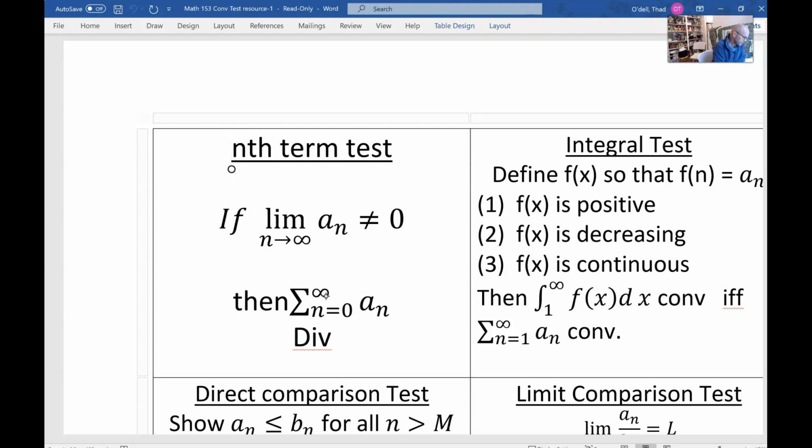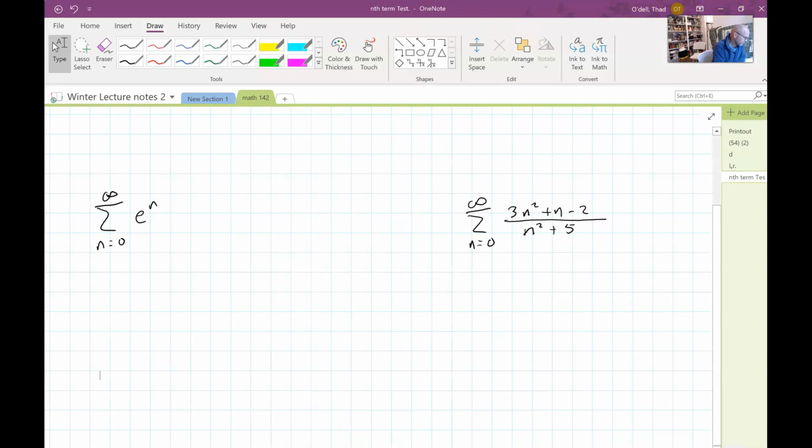Okay? So let's look at a couple examples of that. Here's one where the infinite series runs from n equals 0 to infinity, so what would this look like? This would be, for example, e to the 0 plus e to the first plus e to the second, etc. If we're going to use the nth term test, we're going to ignore the series for a minute and look at the sequence that it's adding up.